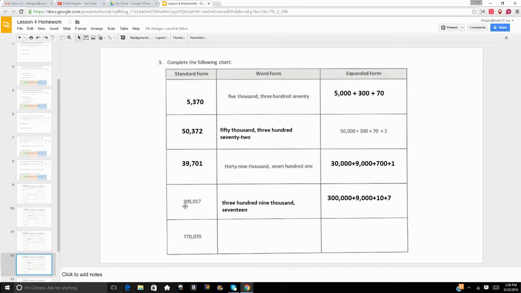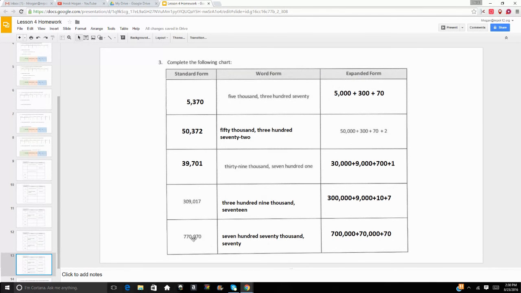We have 309, see the comma, 309,000, and then 17. So 309,000, and there's our comma, 17. So we have 300,000, 9,000, and then 17 we have to break down to 10 plus 7 because that's the tens place and the ones place.